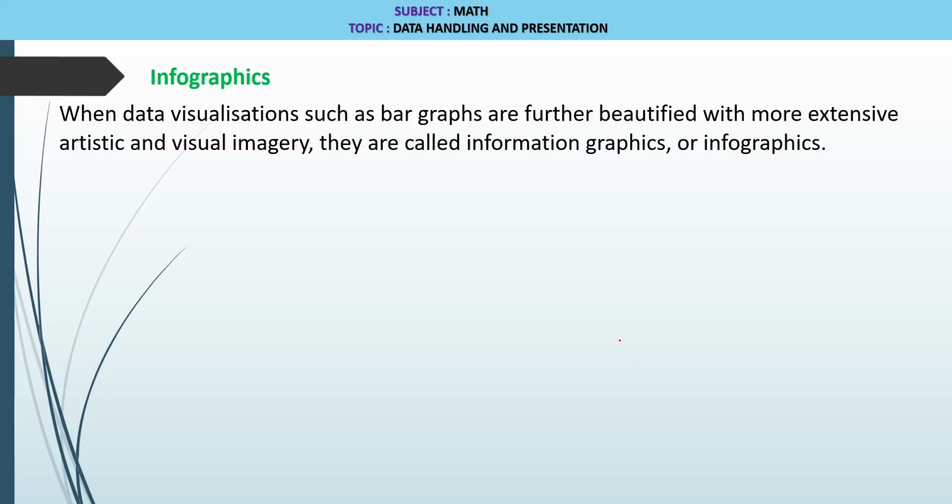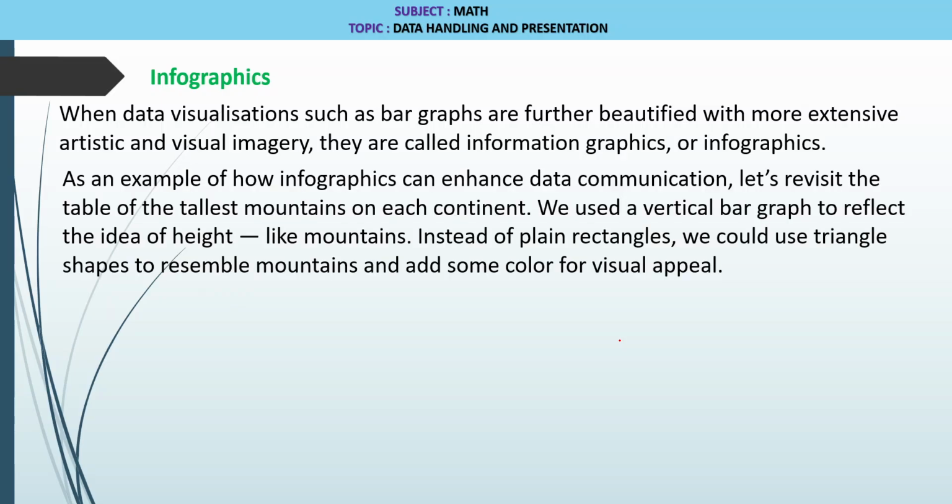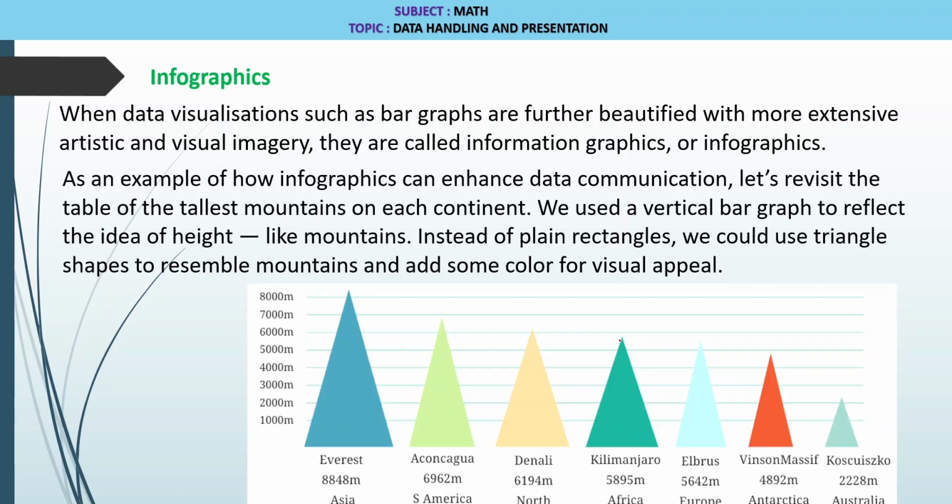Let us see infographics. When data visualizations such as bar graphs are further beautified with more extensive artistic and visual imagery, they are called information graphics or infographics. As an example of how infographics can enhance data communication, let's revisit this table of the tallest mountain on each continent. We used vertical bars to reflect the idea of height, like mountains. Instead of plain rectangles, we used triangle shapes to resemble mountains and added some colors for visual appeal. Here, the first one is Everest. This indicates it is the tallest. So we are using a kind of visual representation which shows this is the tallest mountain.